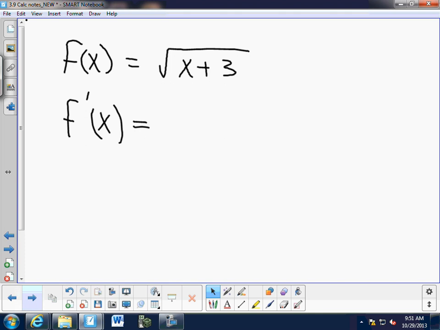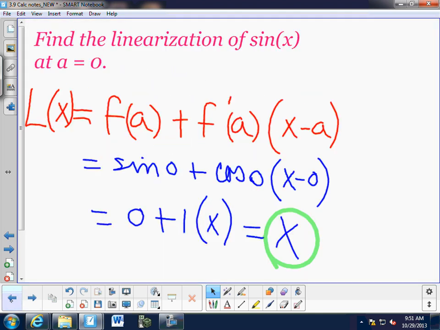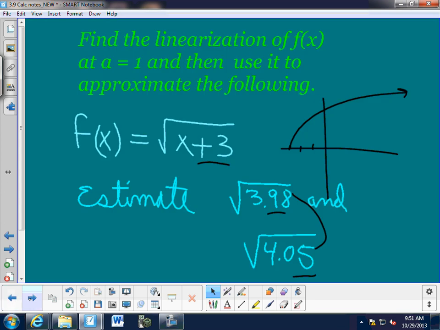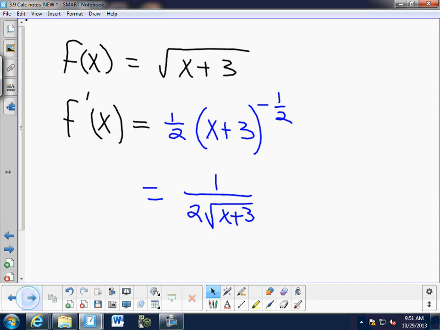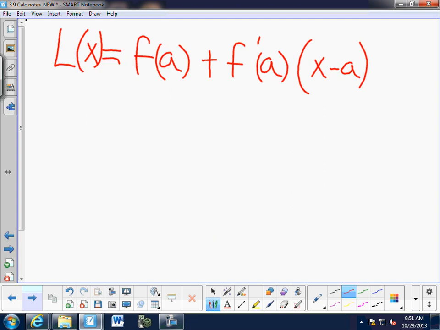So in order to find the linearization, I need to know, let me back up, I need to know the function. I need to know the derivative. So I'm going to find the function and the derivative. So there's the function, the derivative of this guy. Remember, this is x plus 3 to the 1/2 power. And so the 1/2 comes down, exponent gets smaller by 1. And then the negative puts it back in the denominator.